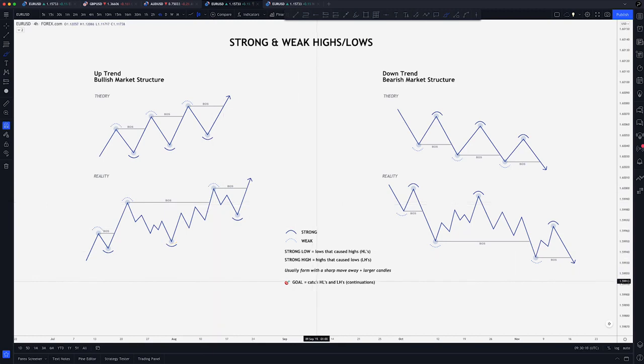So if you think about it, really our goal as traders, if we're trying to trade those easy trades, trade those continuations, our goal is to catch higher lows in a bullish market, right? We want to catch all of these strong lows and we want to catch lower highs in a bearish market, right? We want to be trading from here and then targeting those weak lows, right? That's kind of the simplest way to think about it.